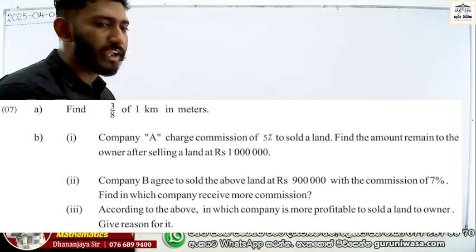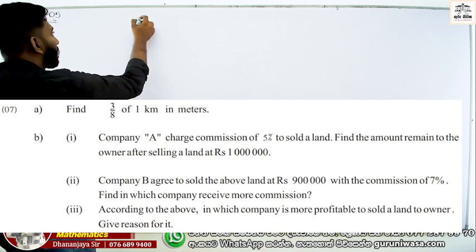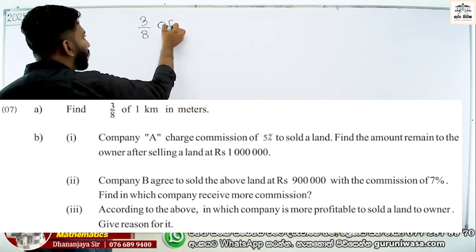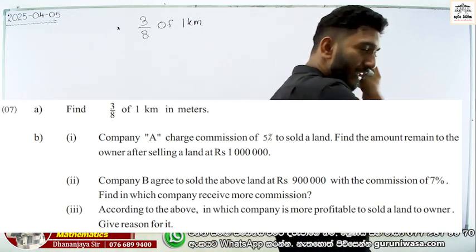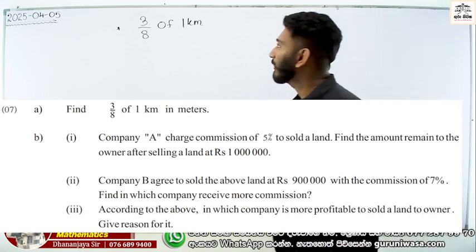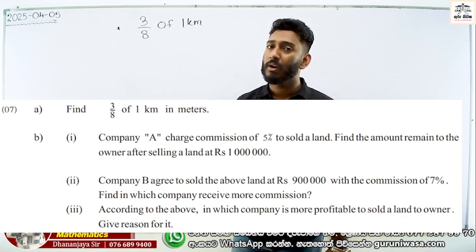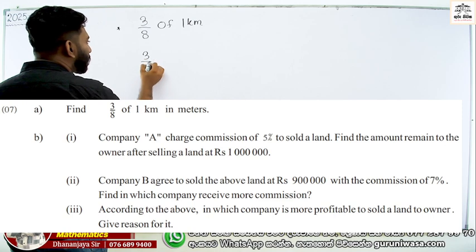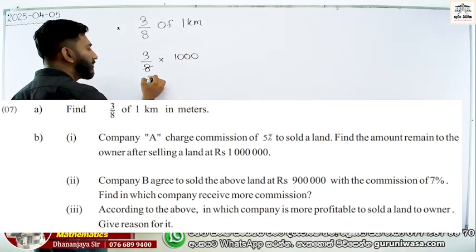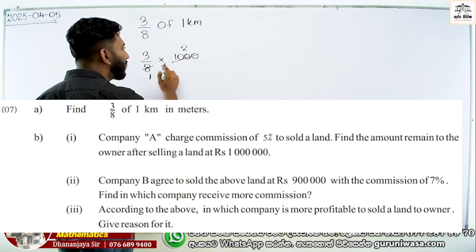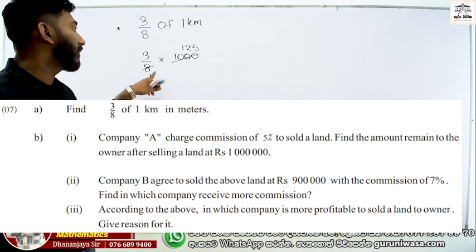The first question is: find 3/8 of 1 kilometer in meters. In meters. Right? 3/8 of 1 kilometer. First, you have to change it to meters, and you know the relation between kilometers and meters. 1,000 meters is equal to 1 kilometer. Then we have 3/8 multiplied by 1,000. Now 1,000 we can divide by 8. 8 times 125, because 10 divided by 8 becomes 1.